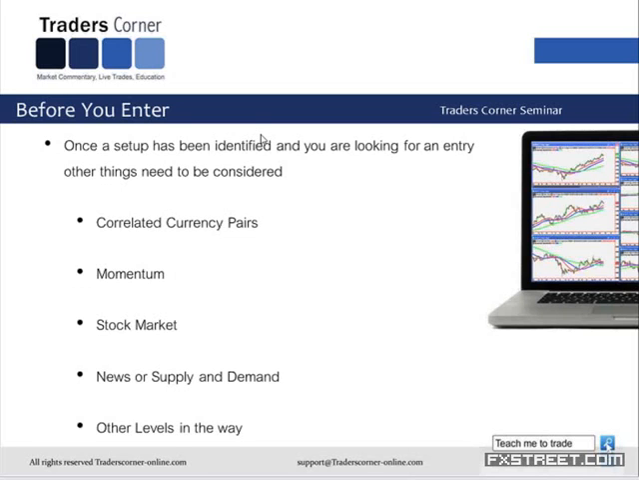The other thing you want to look at is momentum in the markets. We hate getting into trades if we can't see momentum. That's one of our primary indicators.